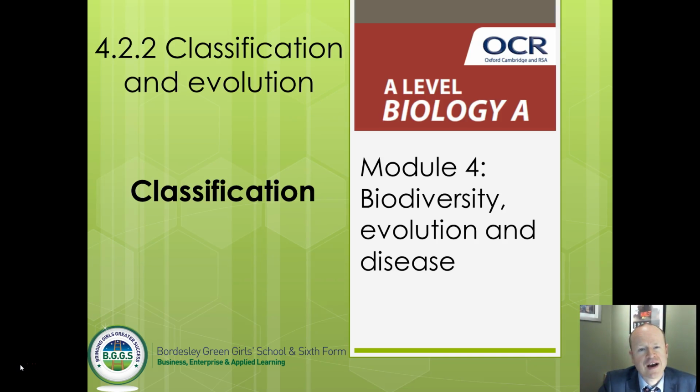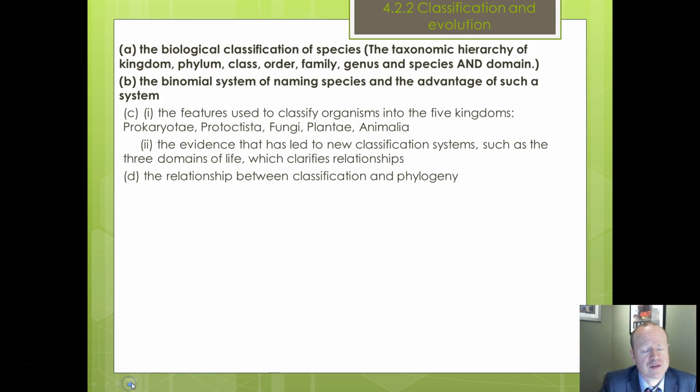Hi, welcome back. Here we are today with a presentation from Module 4 on biodiversity. This is particularly focusing on classification. So, which area of the specification are we looking at today? Well, we're going to focus in particular on the biological classification of a species, what we call the taxonomic hierarchy, what those different sections are, and then the binomial system of naming species and why we use that.